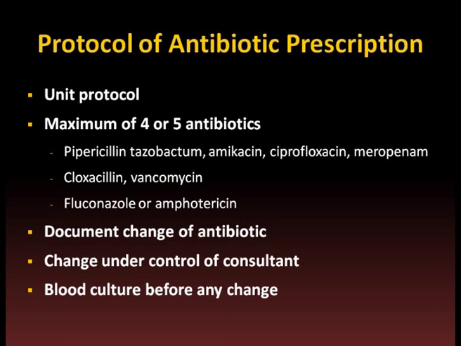Now, the other important step of antibiotic stewardship is to have a protocol of antibiotic prescription. We need to have a unit protocol, and every unit should use not more than 4 or 5 antibiotics in their NICU. These could be Piperacillin Tazobactam, Amikacin or Meropenem. For gram negatives, ciprofloxacin is often not used but can be used in reserve situations. Cloxacillin and Vancomycin for staph infection, and fluconazole or amphotericin for fungal infections. These are the minimum antibiotics which might be required for covering most of the infections in the NICU.